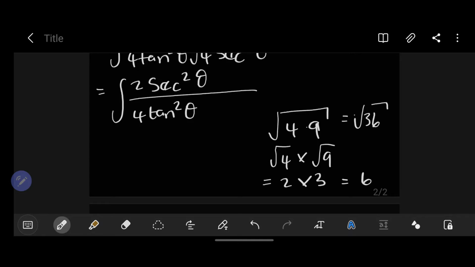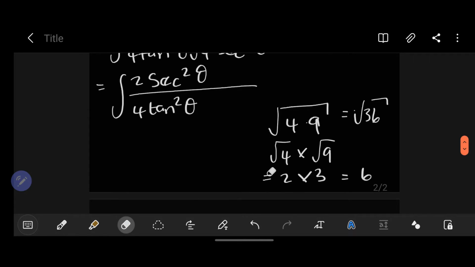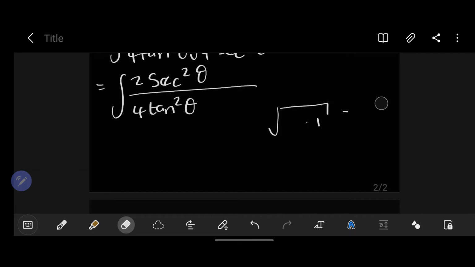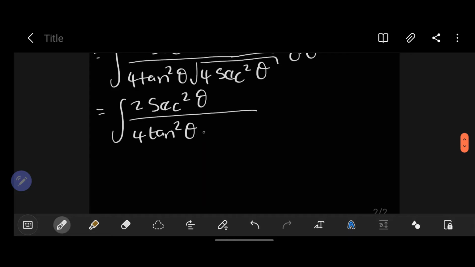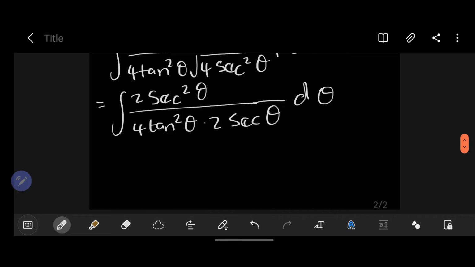So even here I can take the square root of 4 on its own and then multiply by the square root of secant squared theta. The square root of 4 is 2. Then the square root of secant squared theta is just secant theta. So now the square root is gone, which makes life a lot easier.